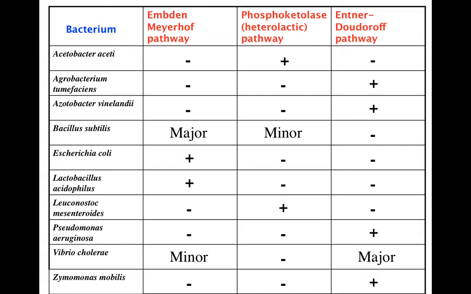Okay, so again, just to show you a little bit about the diversity. Remember, one of my major objectives in this class is to teach you that metabolic diversity and genetic diversity really all lie within the prokaryotes. Here are the three different glycolytic pathways. You and I have only one. We have the Embden-Meyerhof pathway. But other bacteria have the Entner-Doudoroff pathway.